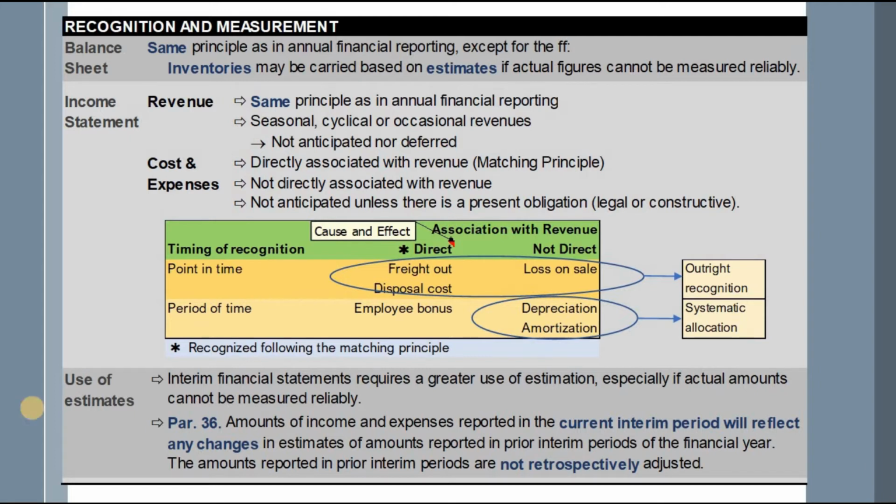So basically, this is the application of the principle behind the changes in accounting estimates, that accounting estimates should be treated prospectively and not retrospectively. So again, even for interim reporting purposes, the prospective application or prospective adjustment shall still be applied.